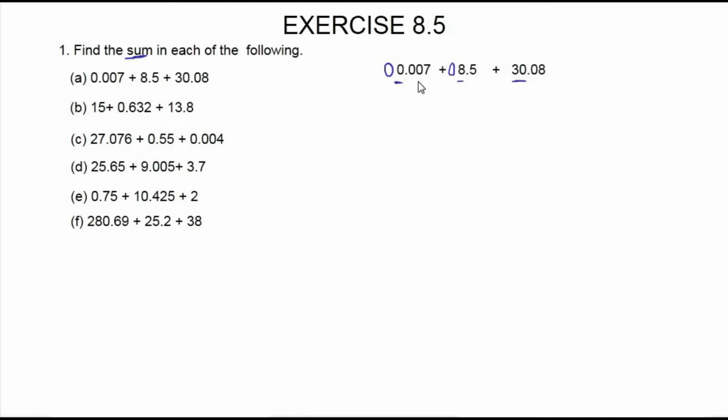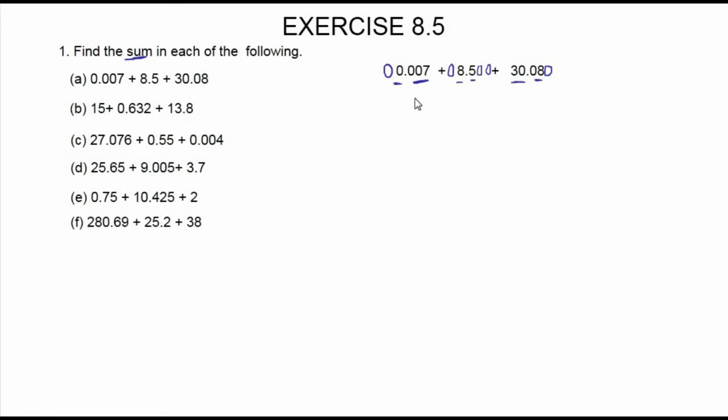Next we check the digits present after the decimal point in these three numbers. Here we have 3 digits after the decimal point, here 1 digit, and here 2 digits. So the maximum is 3 digits, and we need to make 3 digits here. To do that we add 2 zeros after this 5. Now it is 3 digits after the decimal point, and here we add 1 zero to make 3 digits. Now all these three numbers have the same number of digits before the decimal point and the same number of digits after the decimal point.